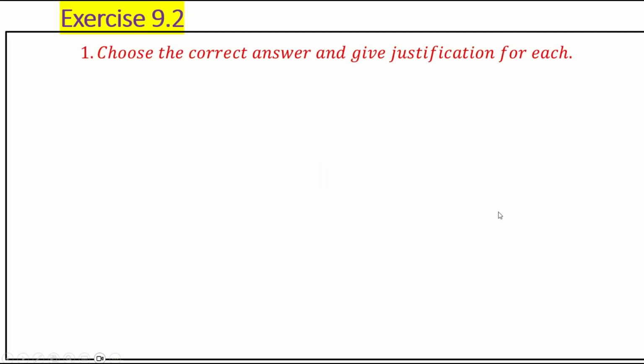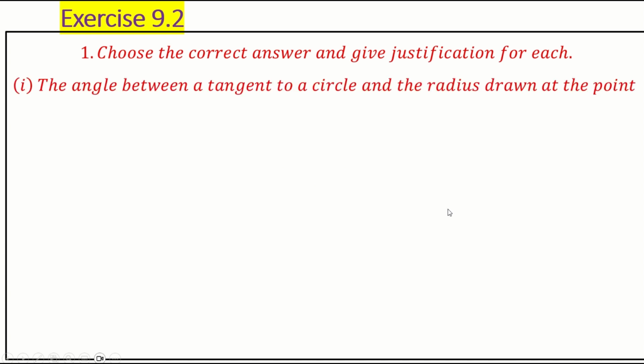Let's do exercise 9.2. Choose the correct answer and give justification for each. The angle between the tangent to a circle and the radius drawn at the point of contact, we know that this is 90 degrees. Both are perpendicular. It's called a normal.